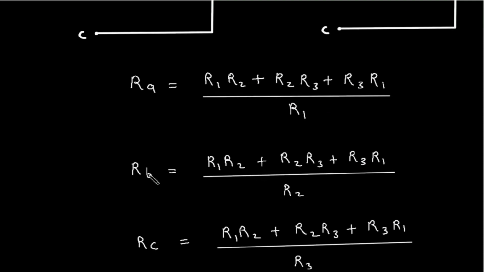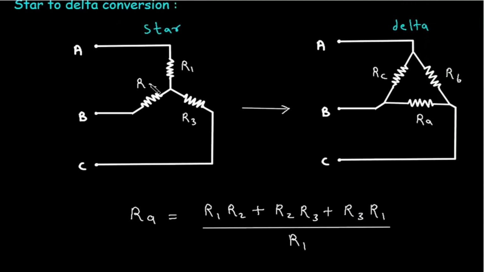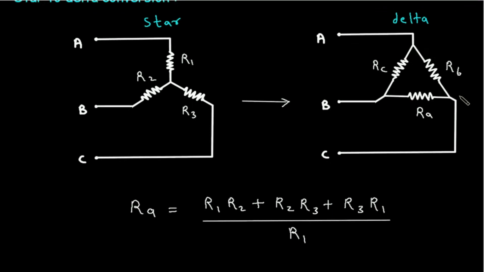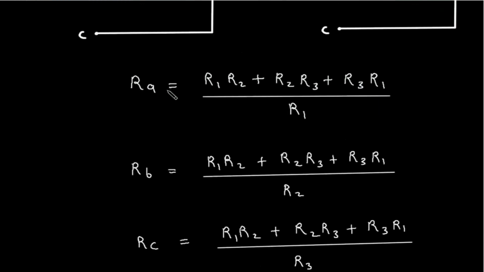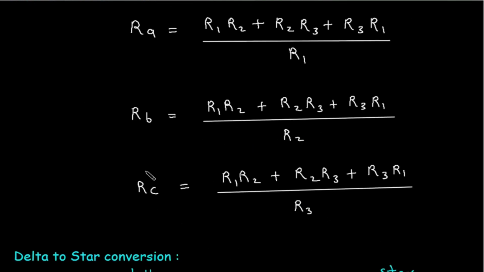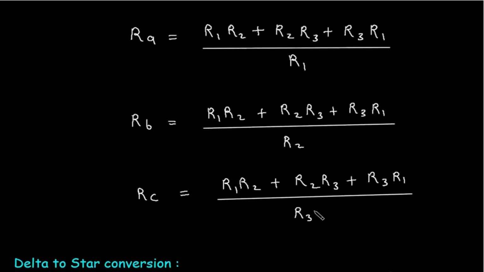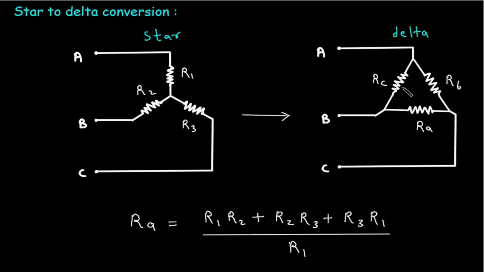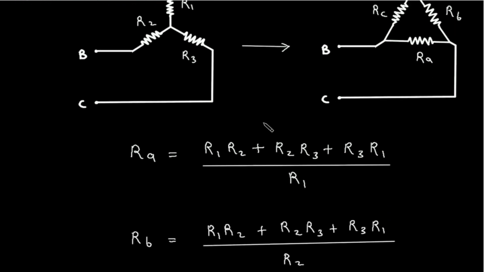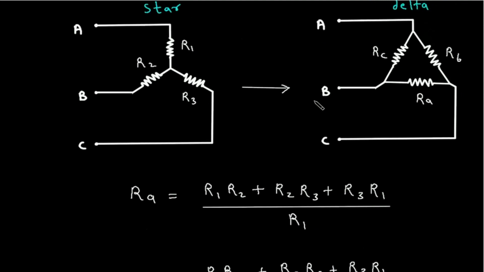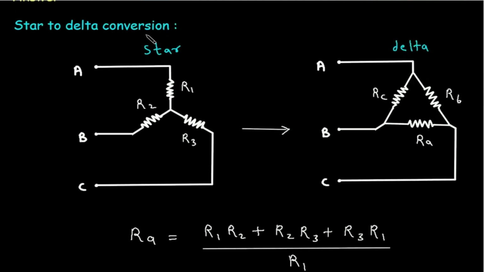Now to find RB, again the same, R1 into R2 plus R2 into R3 plus R3 into R1, divided by the value opposite of this RB, which is this R2. So here this will be R2. Same for RC, same numerator, and the denominator will be the opposite of this RC, which is R3. So this is how we can convert star into its equivalent delta form.